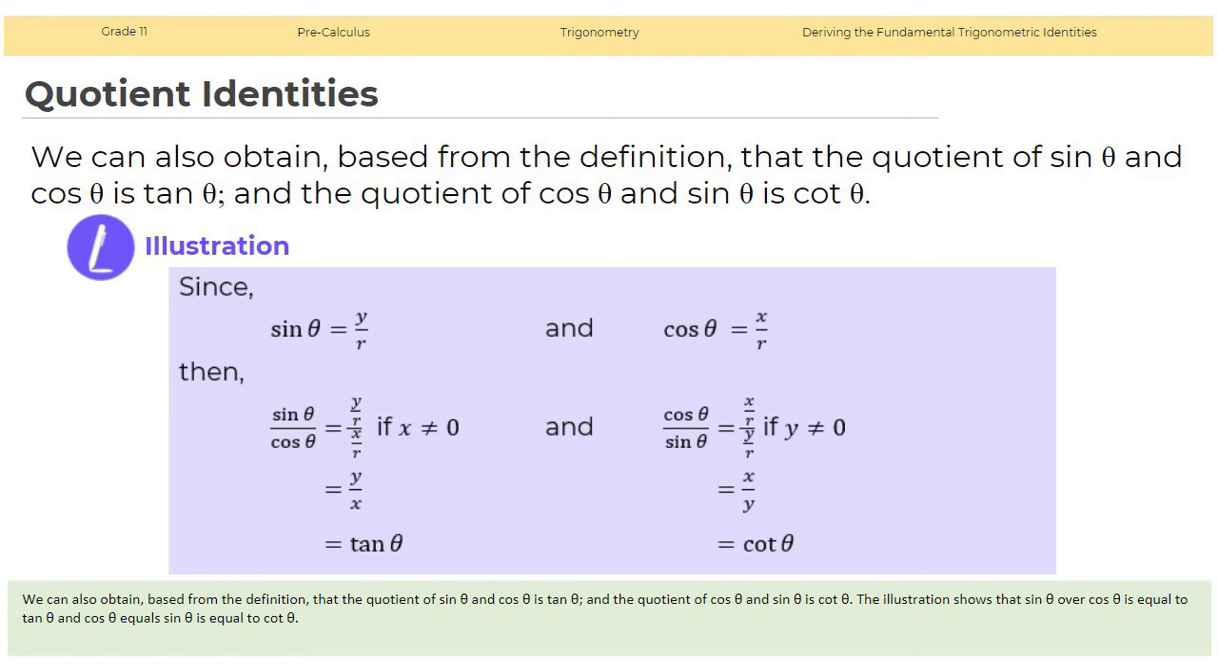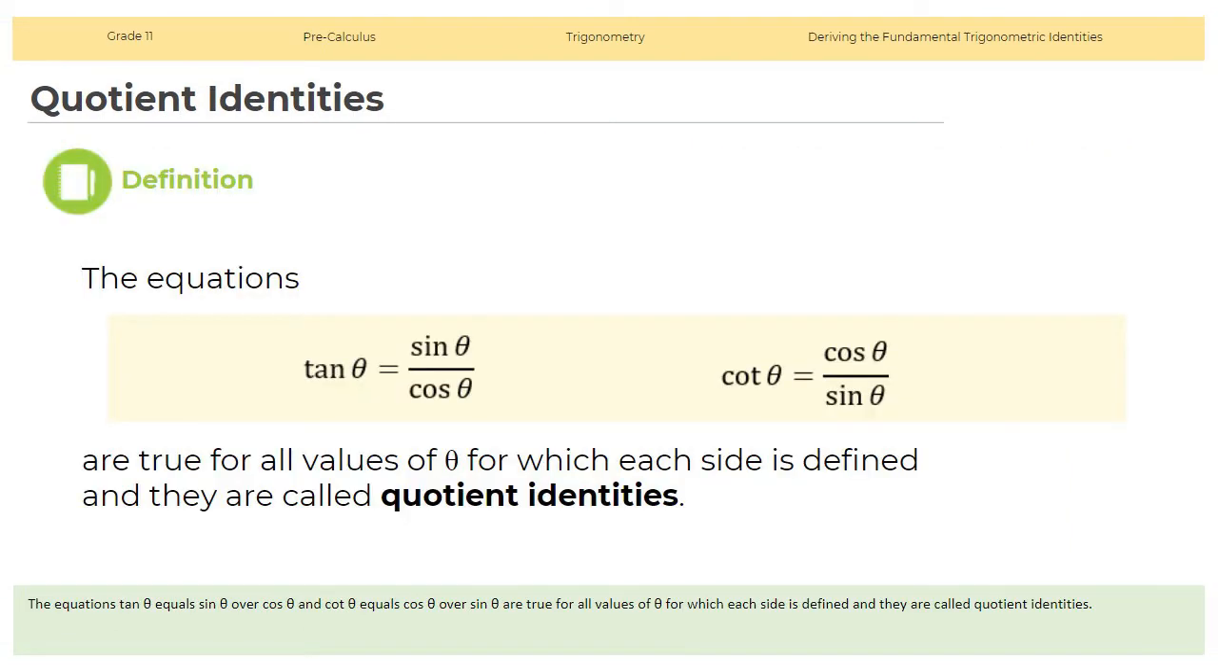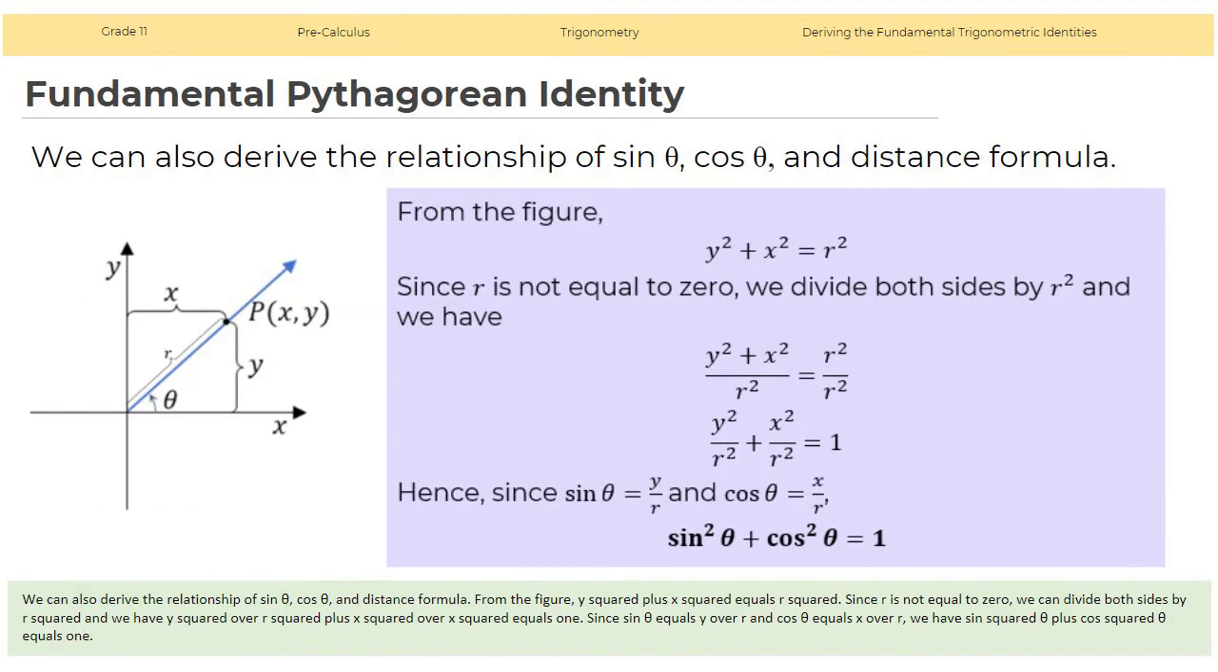The illustration shows that sine theta over cosine theta is equal to tangent theta, and cosine theta over sine theta is equal to cotangent theta. The equations tangent theta equals sine theta over cosine theta and cotangent theta equals cosine theta over sine theta are true for all values of theta for which each side is defined, and they are called quotient identities. We can also derive the relationship of sine theta and cosine theta from the distance formula.